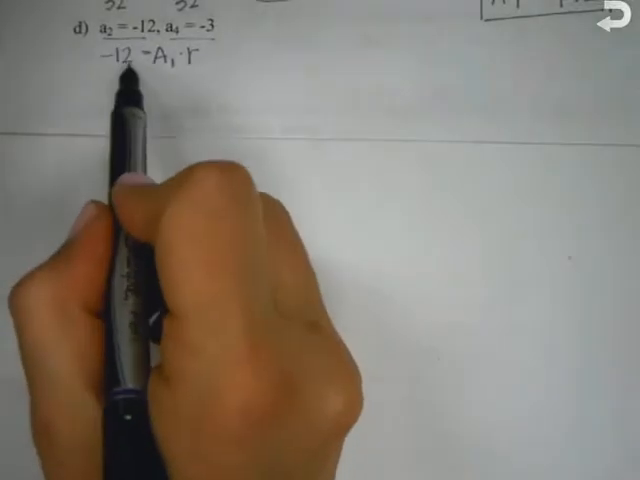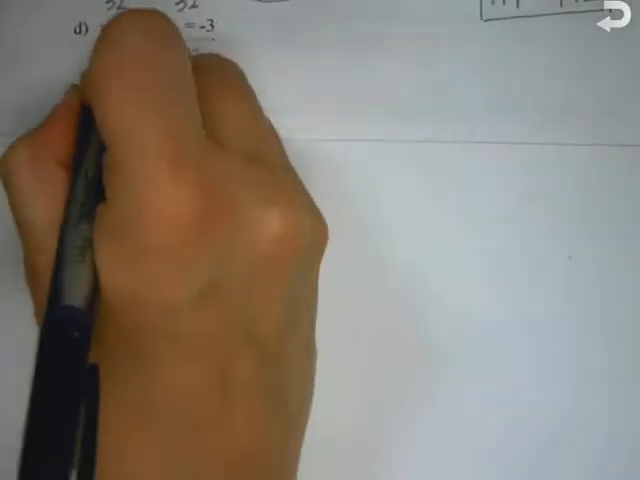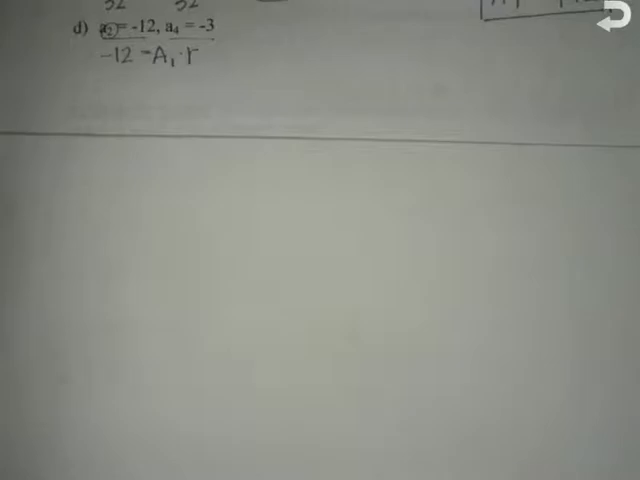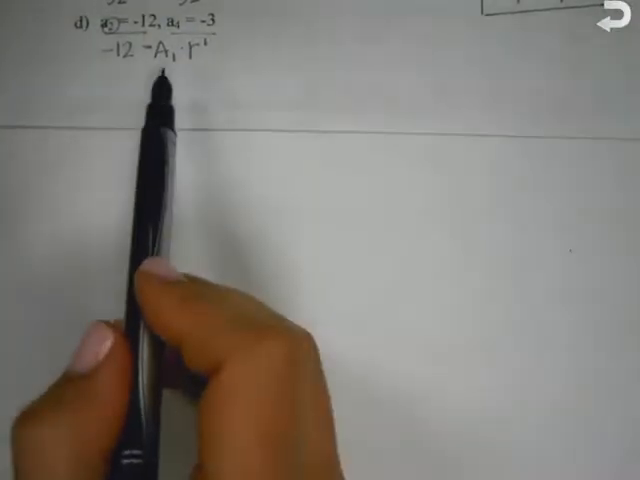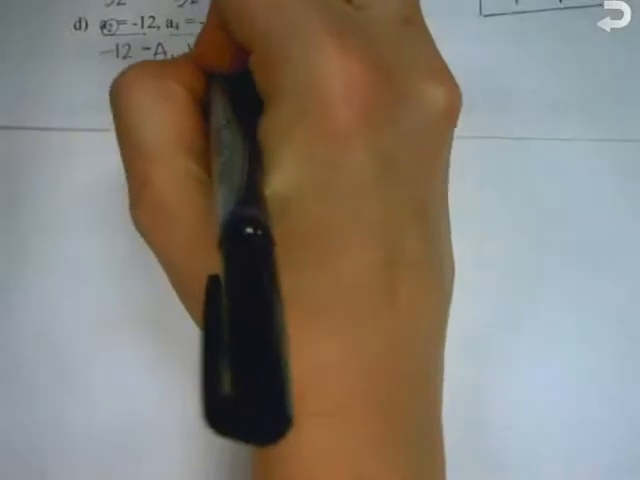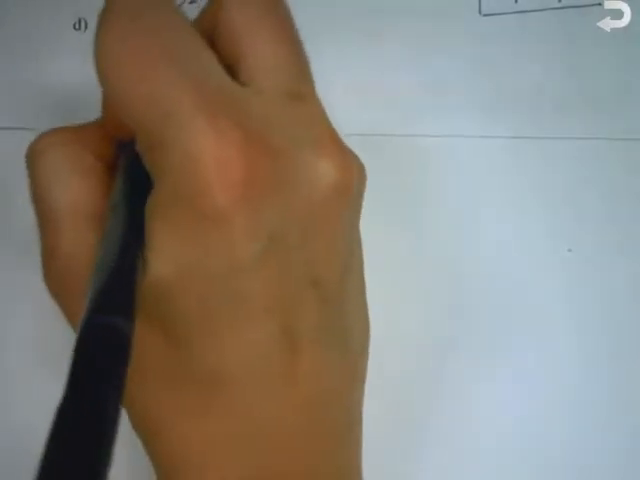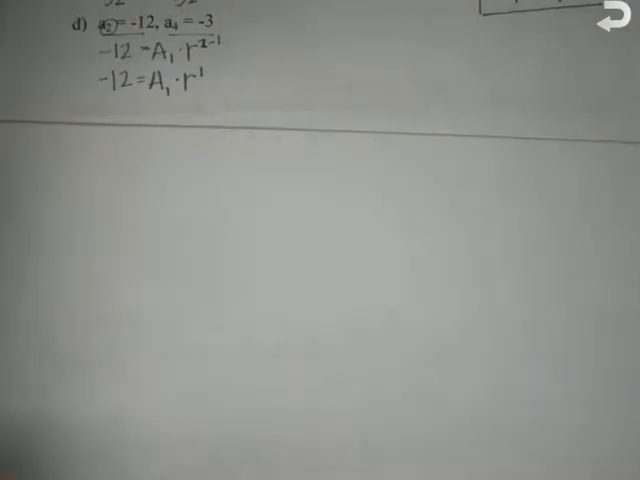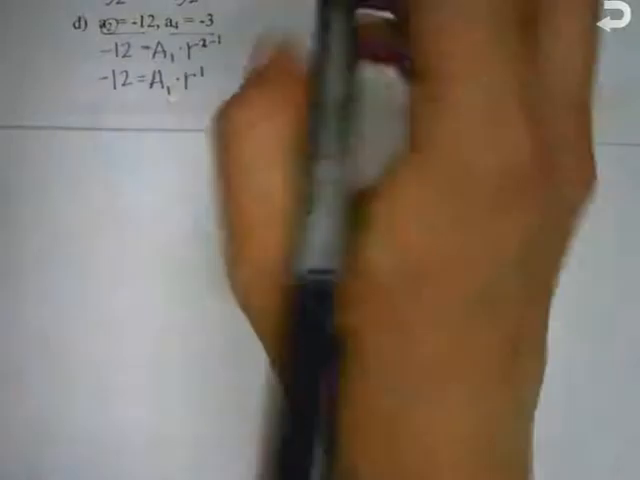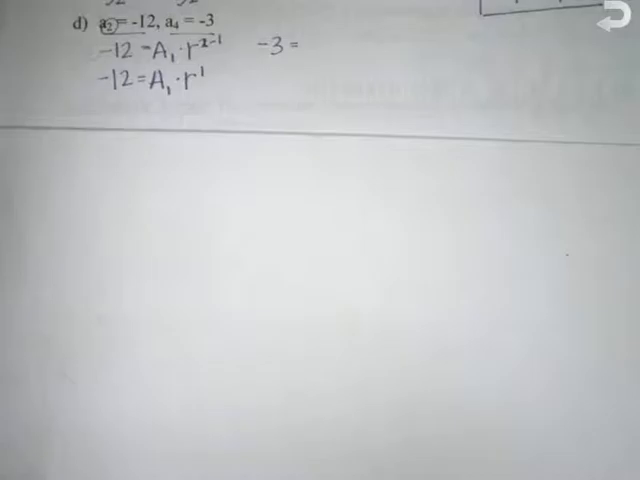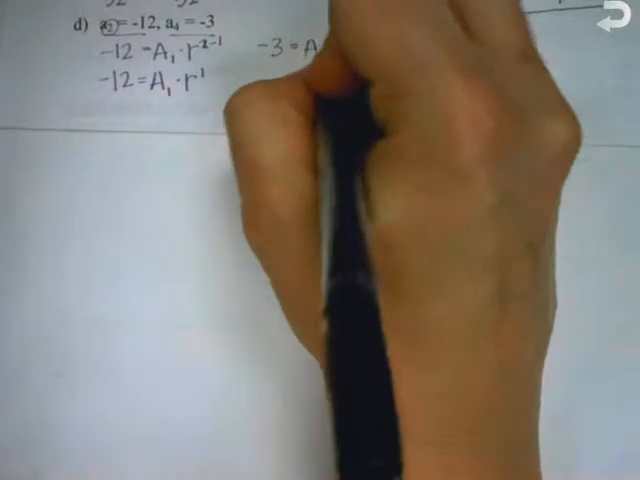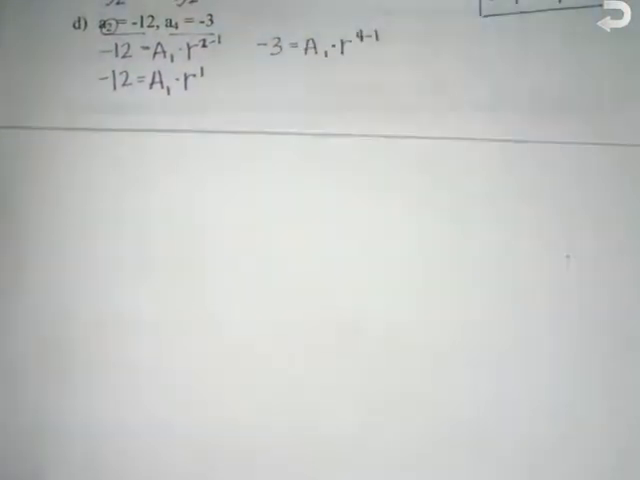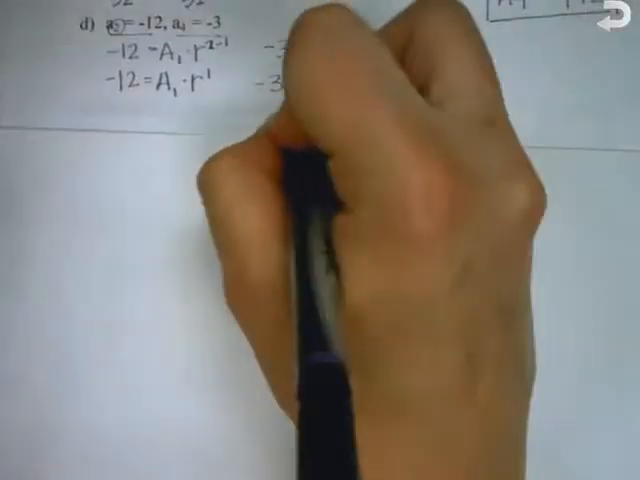What's 2 minus 1? 1. Okay, so this is my first equation. Actually let me write the 2 minus 1 part. So negative 12 equals a1 times r to the first. So let's write a second equation using this guy. So this is negative 3 equals a sub 1 times r to the 4 minus 1, which is negative 3 equals a sub 1 times r to the third. Okay, so I have 2 equations. What I'm going to do is I'm going to stack them on top of each other.